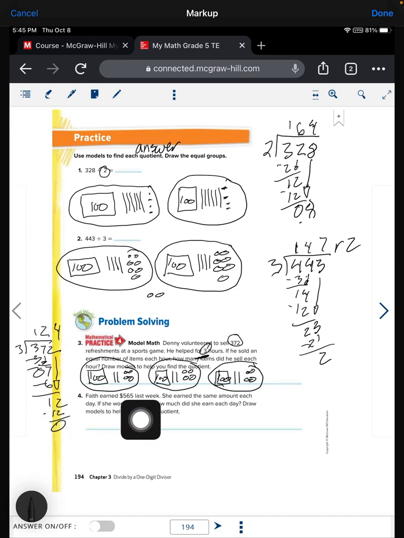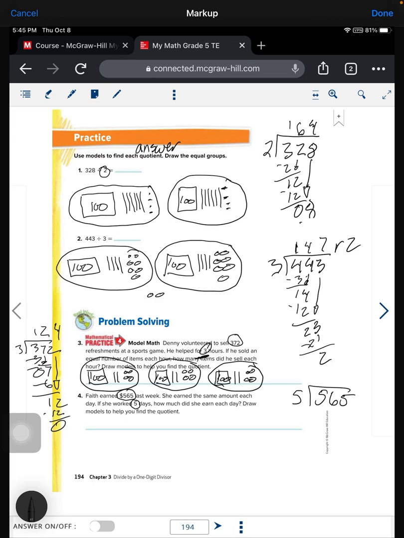Faith earned $565 last week. She earned the same amount each day. If she worked 5 days, how much did she earn each day? Draw models to help you find the quotient. Remember, quotient means answer. Okay, there's our divisor. That's how many groups. That's how many days she worked. How much she earned last week. So 565 divided by 5. All right, let's do it the original way.